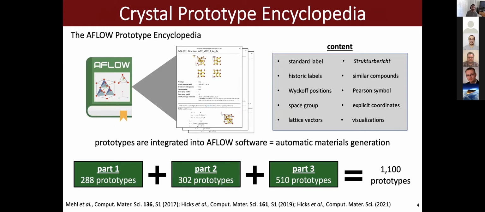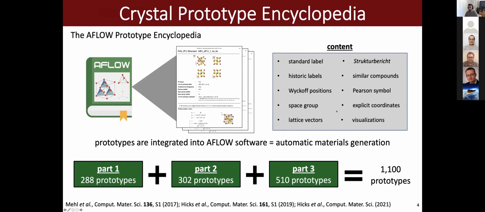This endeavor is known as the AFLOW Prototype Encyclopedia. We have a large catalog, as I said, of these structural prototypes. I'm going to show you the web page in a second, but we also have a document, basically an article, of 3 different volumes. It provides a lot of structural information for each prototype. We have a standard label, some of the historic labels, the Strukturbericht designation, similar compounds, some symmetry information, so the Wyckoff position and space group, and also some visualizations.